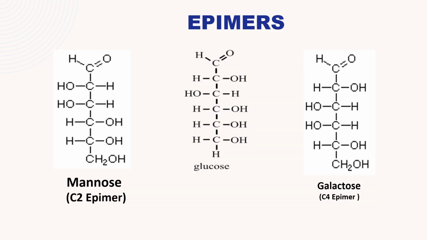Epimers. Glucose has two epimers. One is mannose and another one is galactose. What is the difference from glucose to mannose? In the C2 position there is a change, and similarly in galactose in the C4 position there is a change compared with glucose. Now see, in case of mannose, in C2 position, this is C2, the H and the OH are on different sides. Similarly in galactose at the C4 position, this one, the H and the OH are in different directions. So these are epimers.